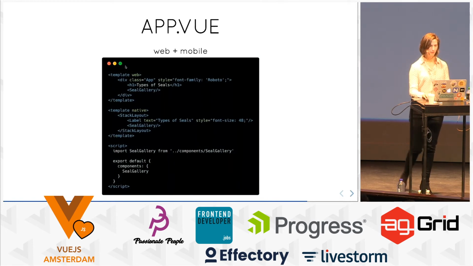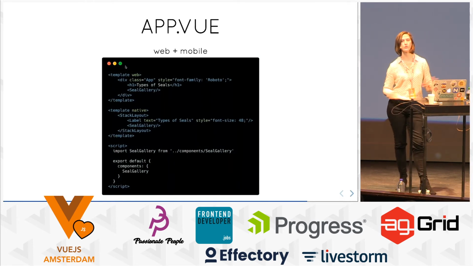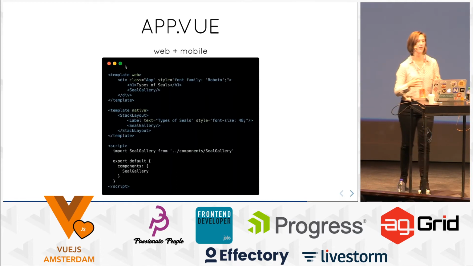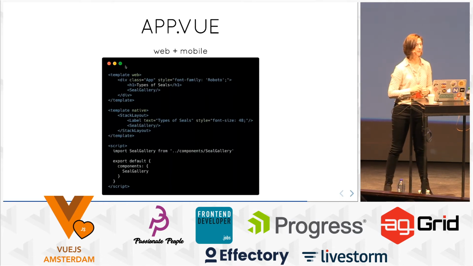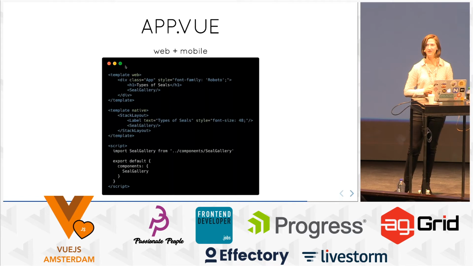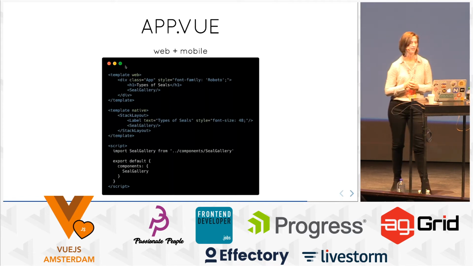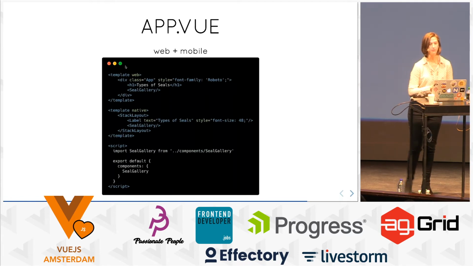And then in the app.vue is where these experiences come together, because what you have are two templates. You have a template web and a template native. Isn't that cool? So it's really, really simple. I just had a little seal gallery, and I just used those both in my different templates. So you can fork the experience and then share in the script the name of the components.